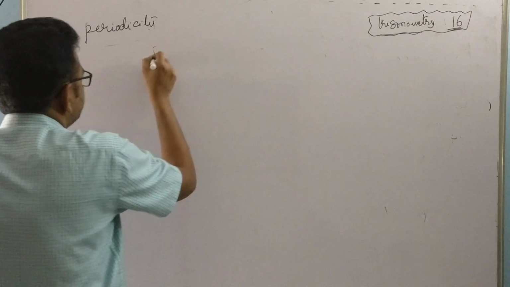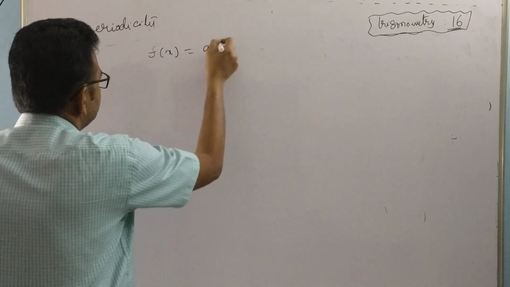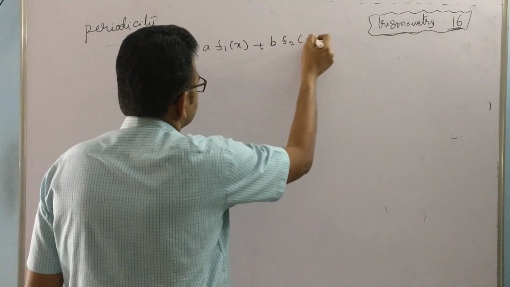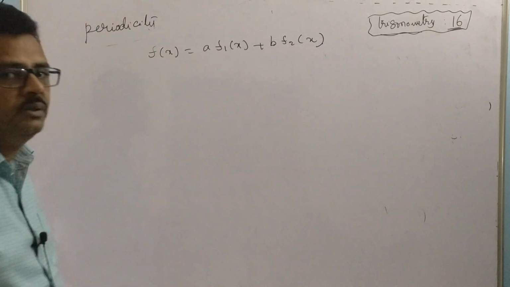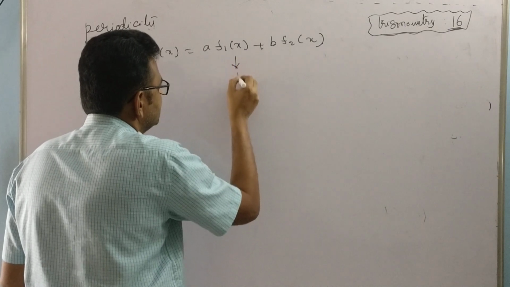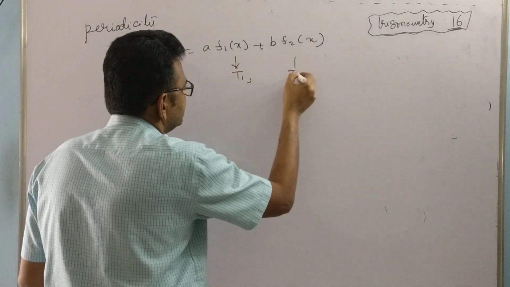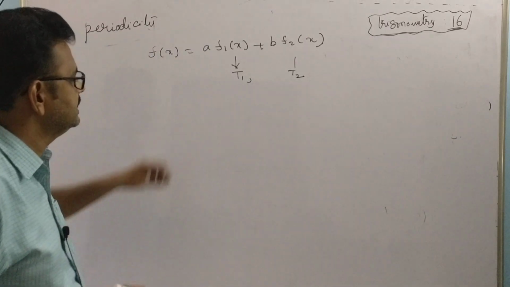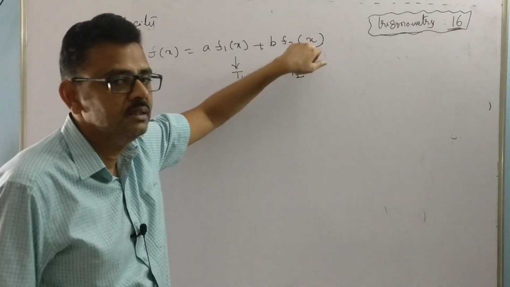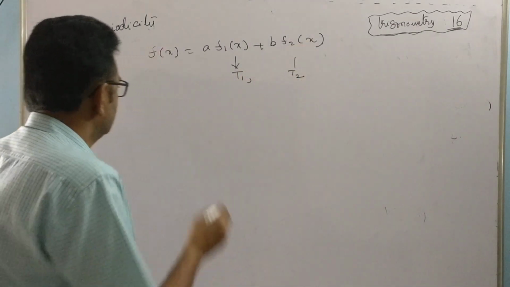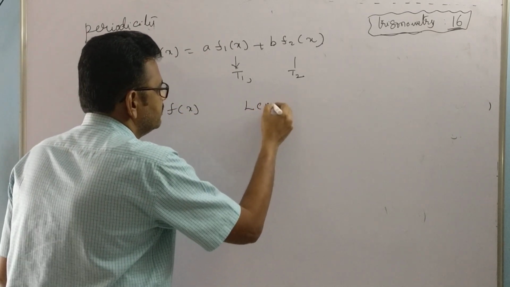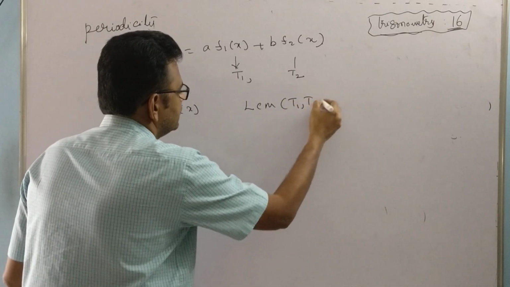Next one. Suppose f of x is equal to a into f1 of x plus b into f2 of x. The period of f1 is t1 and the period of f2 is t2. That is, f1 of x is a periodic function with period t1, f2 of x is a periodic function with period t2. Then the period of f of x is what? LCM of t1 comma t2.